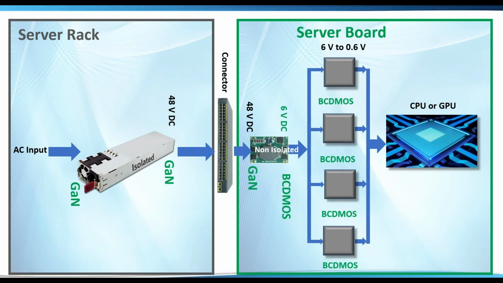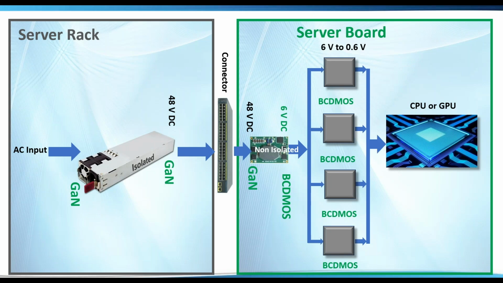Here we see this new topology where the input of the server board is 48 volts. 48-volt input eases the distribution of high power and improves efficiency. The evolution from legacy 12-volt server racks to 48-volt racks reduces energy losses by over 30%.